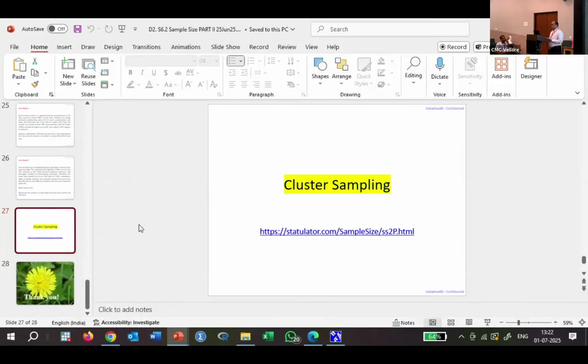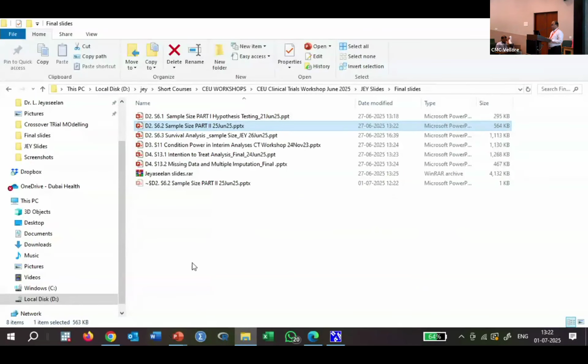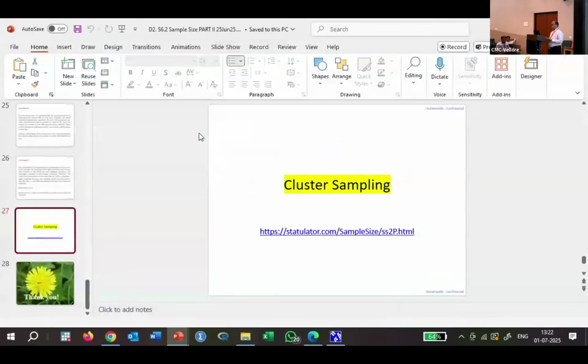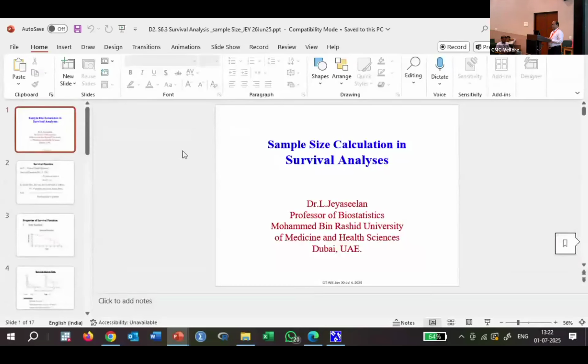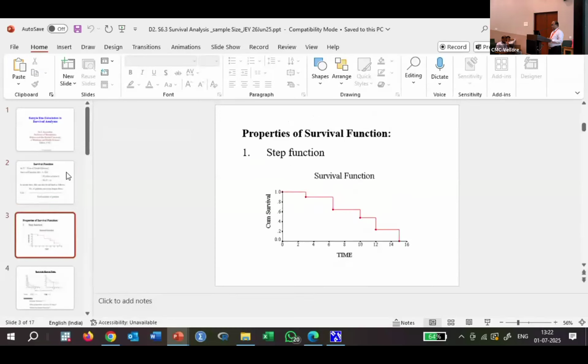Now let me go into the third part of the presentation, survival analysis. I'm not going to introduce the basics of survival analysis. This is the survival function. Over time, the probability of survival comes down slowly. Please remember this, it starts off at 100%, and over time it comes down.